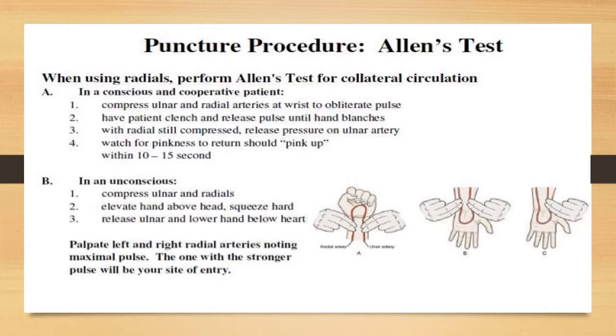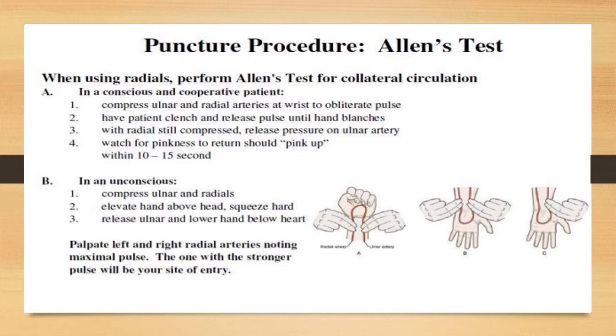So puncture procedure, that is the Allen's test. When using radials, perform the Allen test for collateral circulation. In a conscious and cooperative patient, compress the ulnar and radial arteries at risk to obliterate the pulse, and have the patient clench and release until the hand blanches.